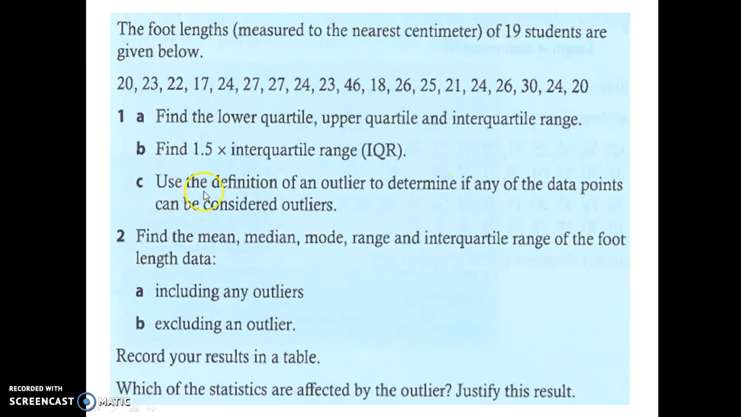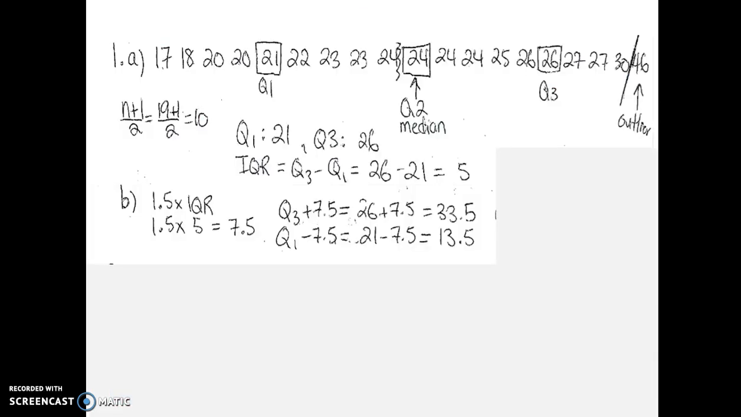All right. And C says use the definition of an outlier to determine if any of the data points can be considered outliers. So let's use the definition, the 1.5 thing. When you multiply 1.5 times IQR, our IQR was 5, so 1.5 times 5 is 7.5. So we do Q3 plus that, which gives us a value of 33.5. Q1 minus that gives us 13.5. That means if you go beyond this number, it's an outlier, or if you go below this number on the low end, it's an outlier.